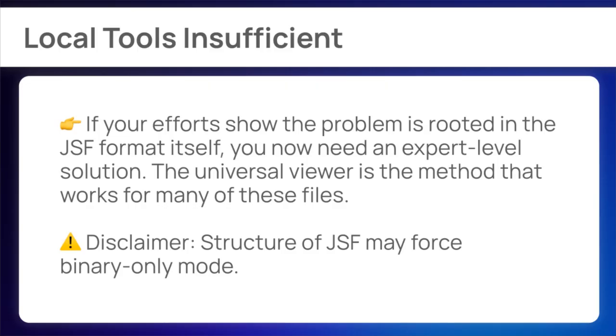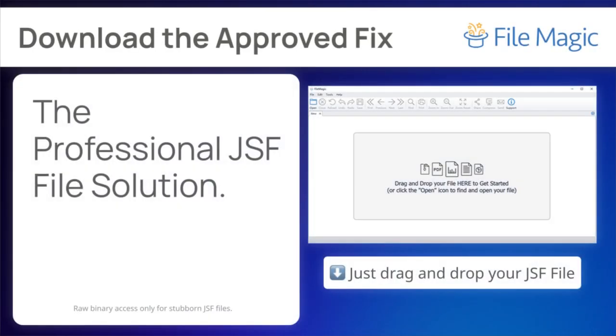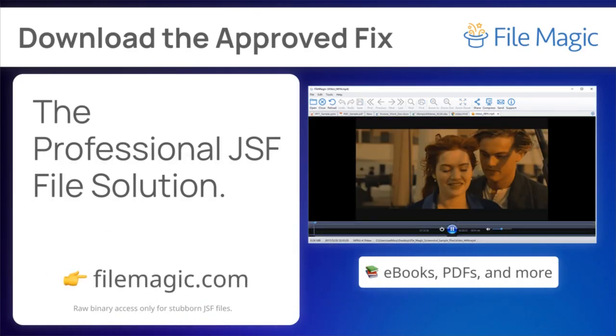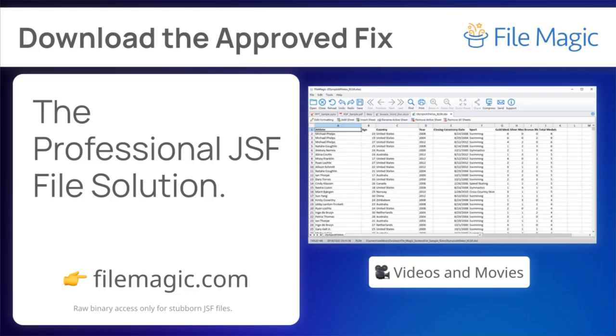If the failure of the open with method shows the problem is a direct association break, we must now use advanced analysis software. That's the method that works for many problematic JSF files. File Magic is the secret weapon for a reason. Its powerful feature set includes instantly viewing the raw contents of the JSF file, even if Windows misidentifies the extension.